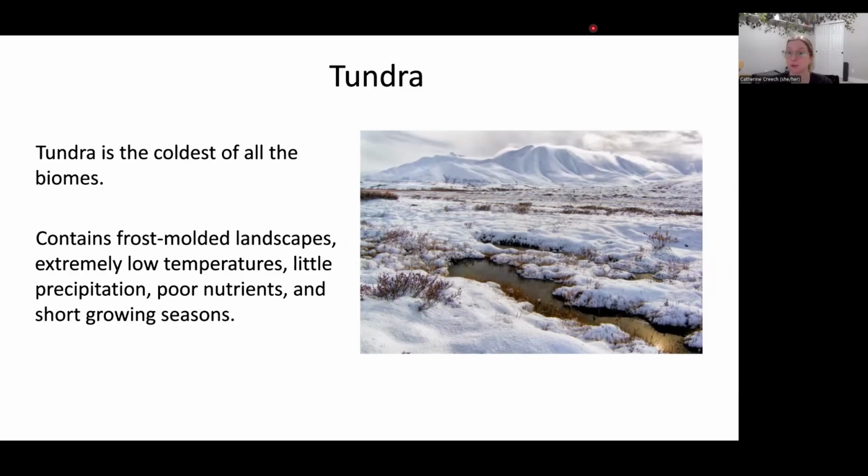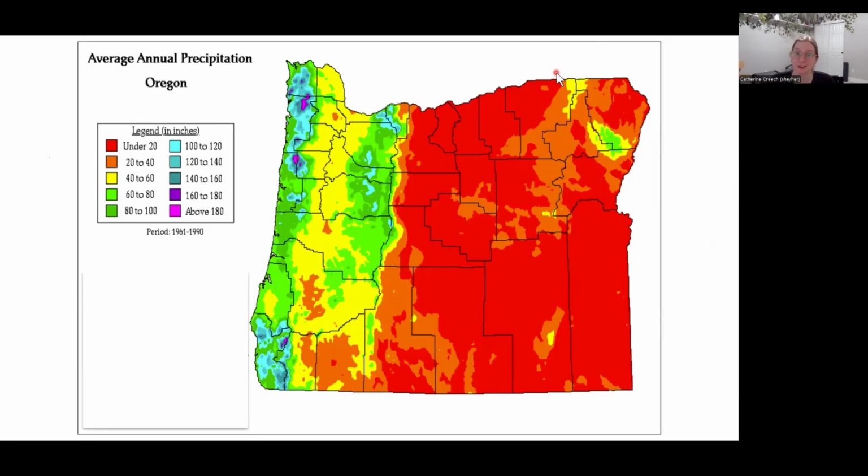And our last terrestrial biome is tundra. Tundra is the coldest of all, so right up next to those poles. It's going to have a frost-molded landscape, very low temperatures, low rain because everything is frozen, little nutrients, and a short growing season. It also has this thing called permafrost. Permafrost is a layer of soil that is perpetually frozen. It's frozen forever. And so it just stays there frozen, and no one really gets to use frozen material because the water's not available.